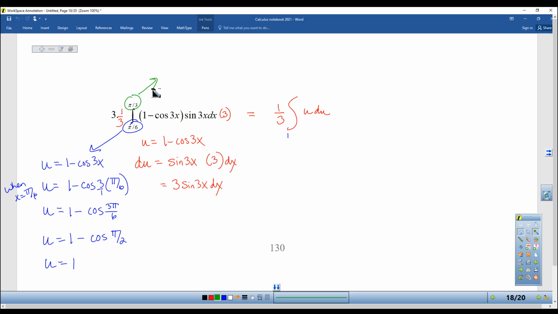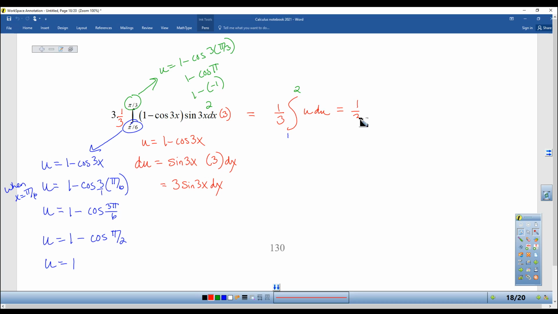When you plug in the pi/3, u is 1 minus cosine of 3 times pi/3, which is just 1 minus cosine of pi. Cosine of pi is negative 1, so this becomes 1 plus 1, which is 2. So when x is pi/3, u is 2. You literally never have to go back to this original. This new equation is the same as the old one, but much easier to work with.